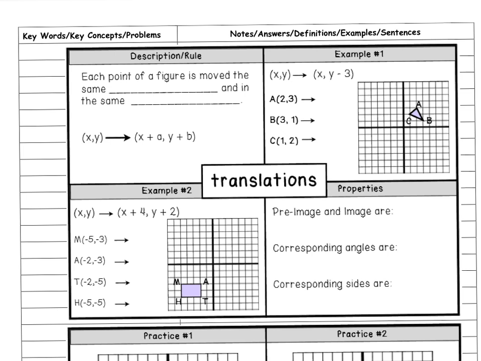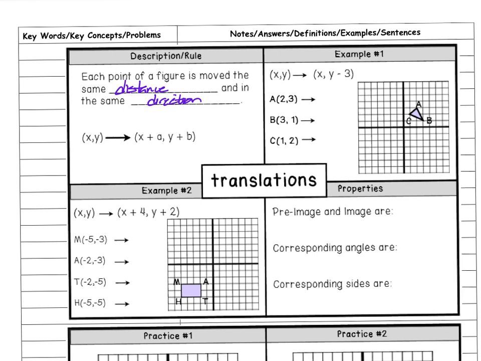It says, each point of a figure is moved the same distance and in the same direction. Oh, I can't spell. Direction. Sorry about that. And then I want to talk about, so that's not right. That's not too bad, right? I'm moving it in the same direction, the same distance.